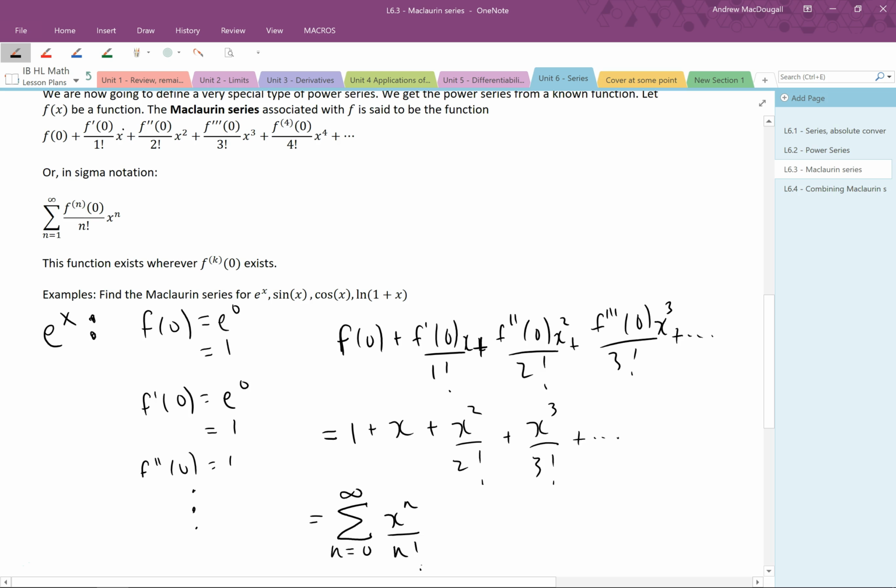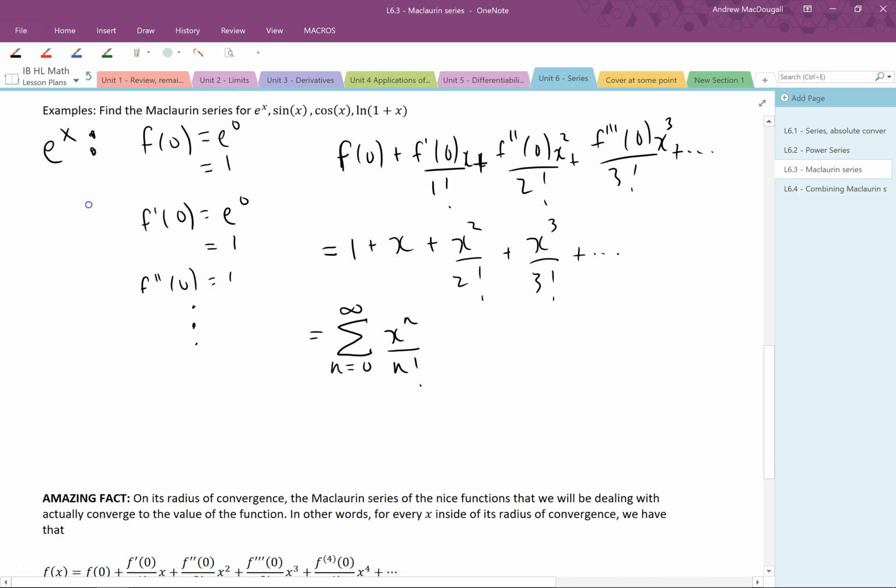And that is the Maclaurin series of e to the x. And here is an amazing fact, on its radius of convergence: whenever this series converges, it actually equals e to the x at that value. So what does that mean?